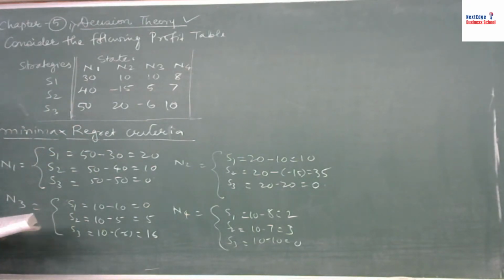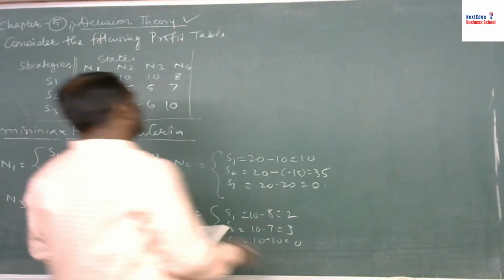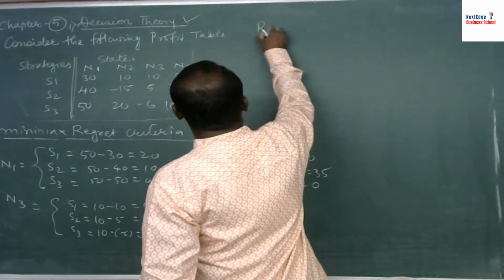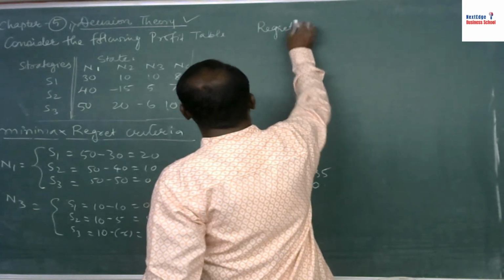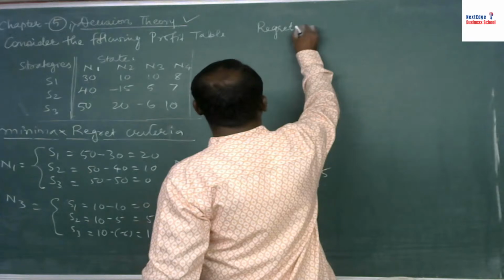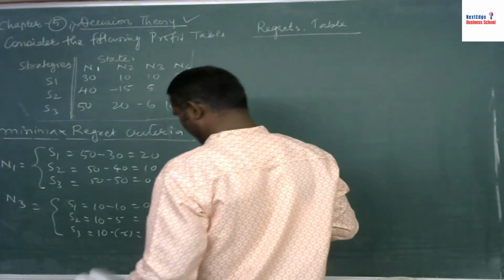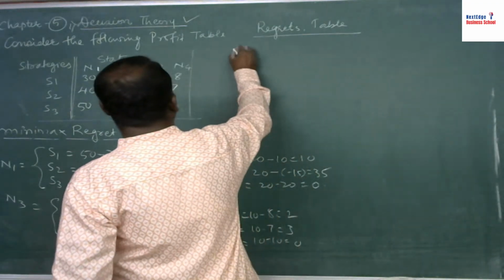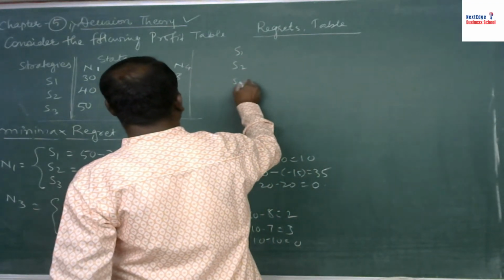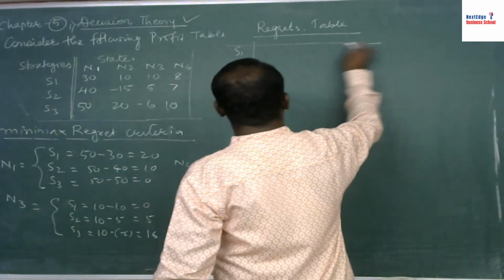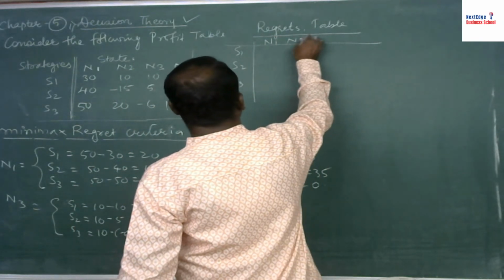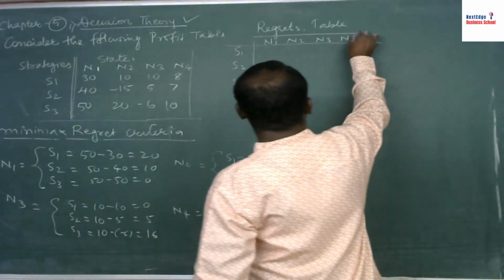So we are redrawing the table which shows the regret values, right? Thus using this regret we can get the regret table. We can draw the regret table. So I am drawing the regret table here. It looks like this. S1, S2, S3, इधर N1, N2, N3 and N4.